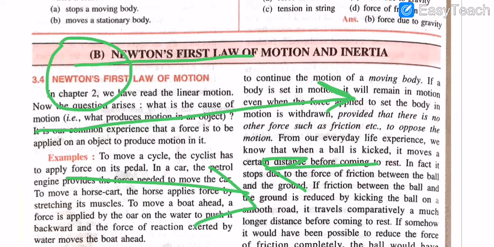Again, the second example can be marked in green. And from the line "Galileo did not prove", from there, we'll start marking things in orange. So take out your orange pen and mark: no force is needed to continue the motion of a moving body. If a body is set in motion, it will remain in motion even if the force is withdrawn, provided that there are no forces like friction, etc.